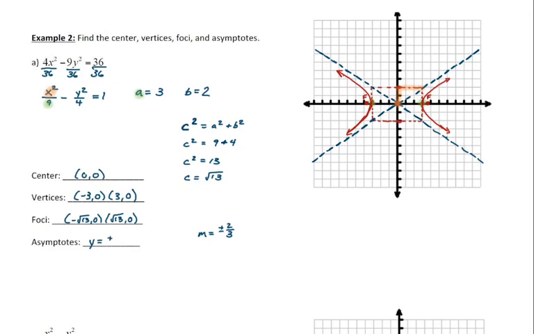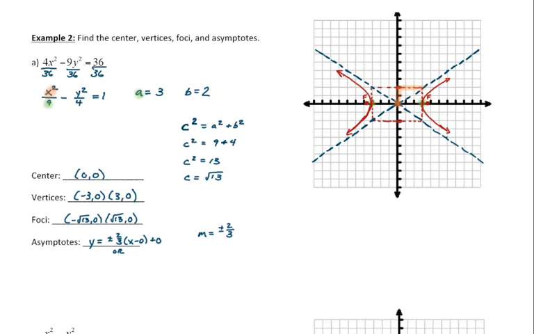And then if I want to put my equation together, it'd be y equals my slope, which is plus or minus 2/3, times the quantity x minus the x coordinate of my center, which is 0, plus the y coordinate of my center, which is 0.